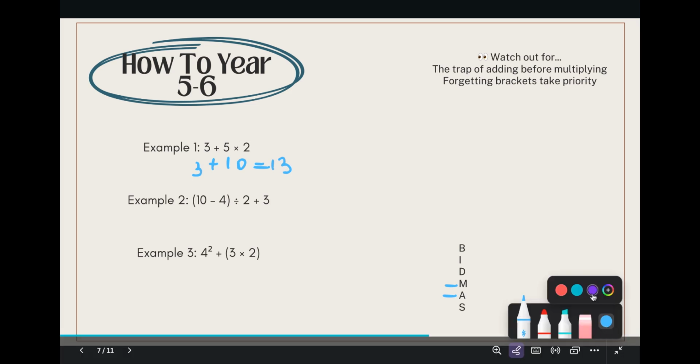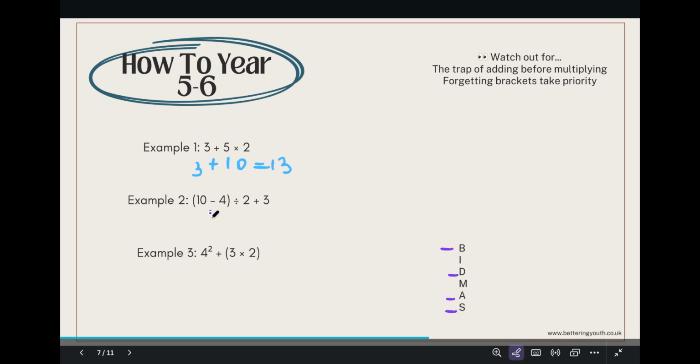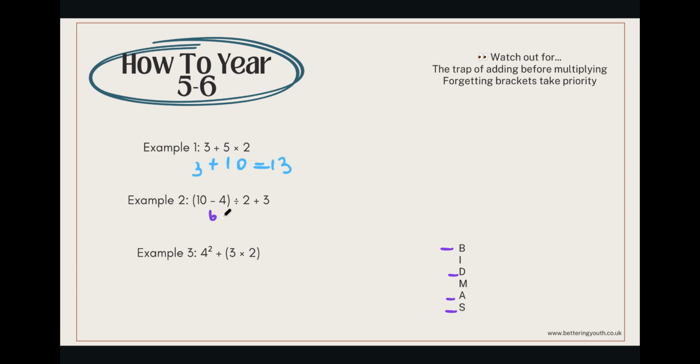Number 2 tells us that we have brackets, subtraction, division, and addition. So let's start with our brackets. 10 take away 4, well, that gives us 6. If we rewrite the rest of the equation, we can now see what we need to do next. So we've done our brackets.